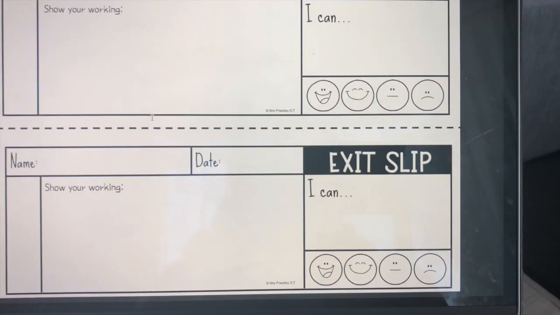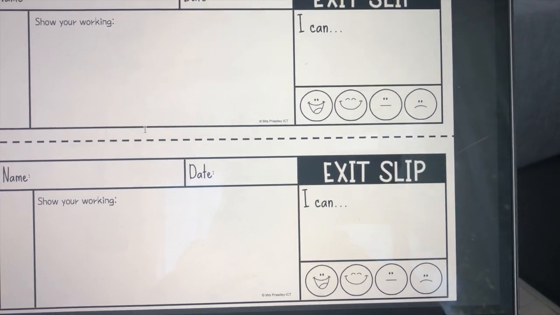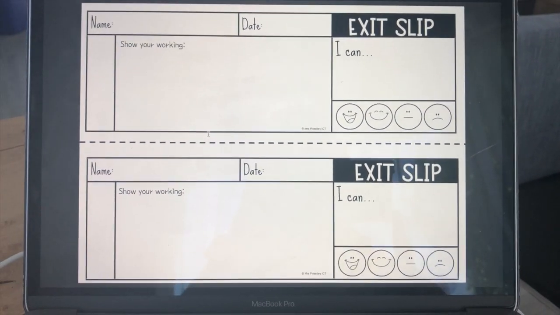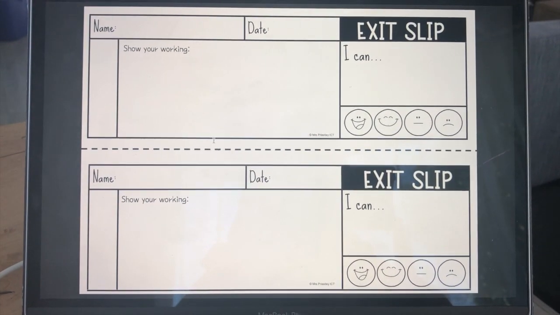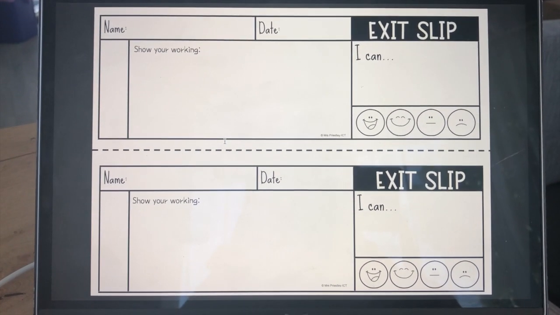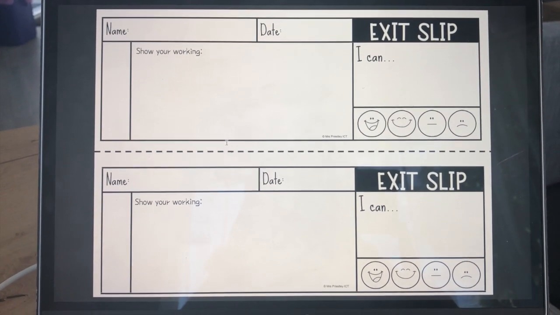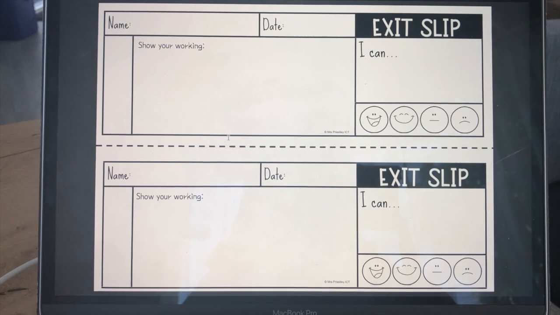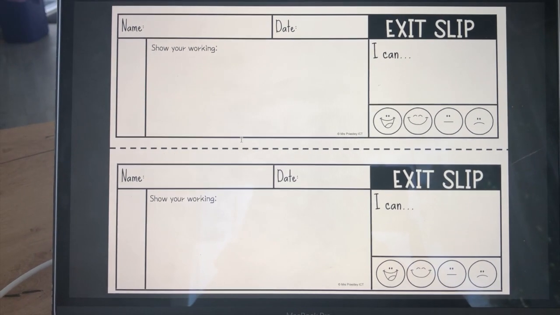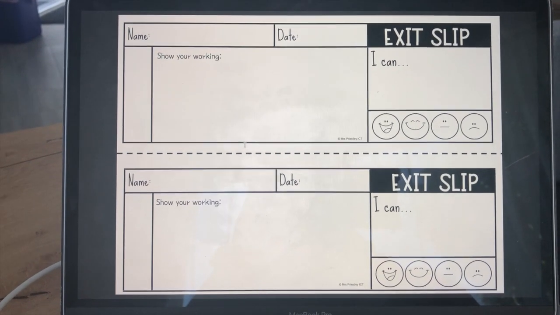And then at the bottom there's a little reflection smiley face, and what they do is color in the face to show how they feel after the lesson. Then you can look back on that and think about whether they might need another lesson on that, or to move up to a different learning intention, or just gain an understanding of how they're feeling. So that's one of the exit slips.